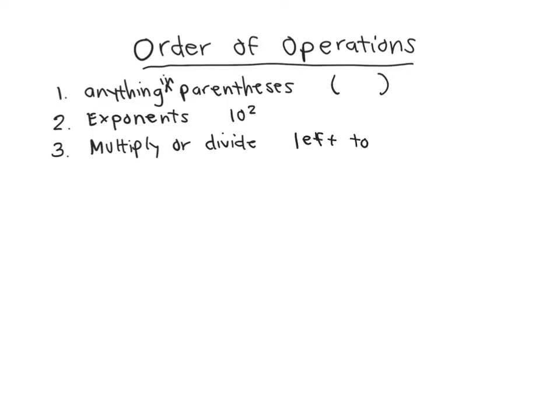And I'm just writing this all down, and then we'll practice, okay? And then the last thing you do is you're going to add or subtract from left to right. Again, it doesn't matter if it's adding first or subtracting first. You always do it left to right. So you wouldn't do all the adding, then all the subtracting. You would just do it whatever the order was from left to right.